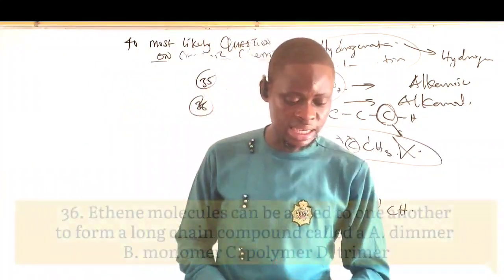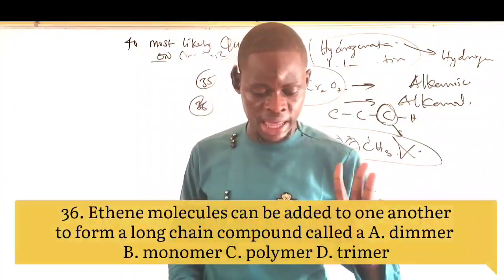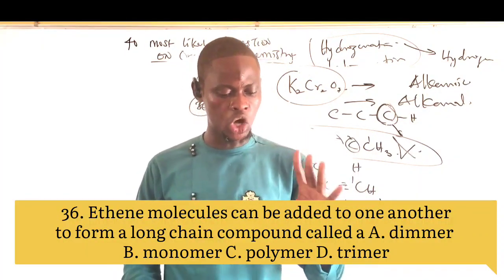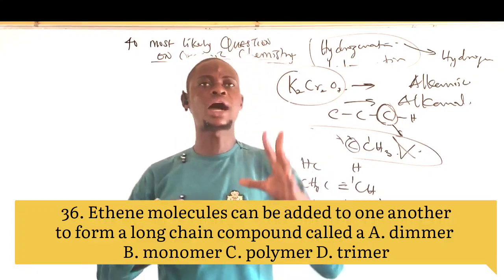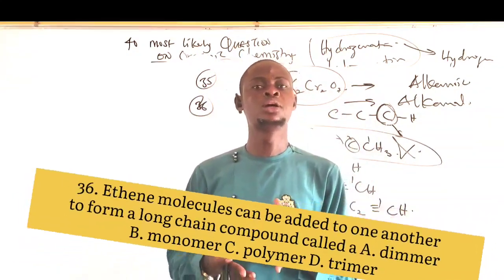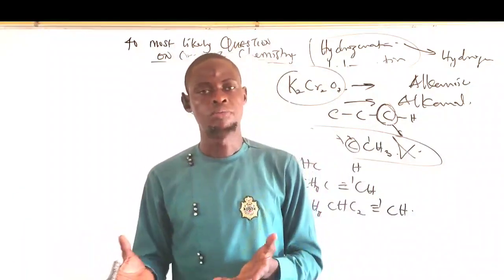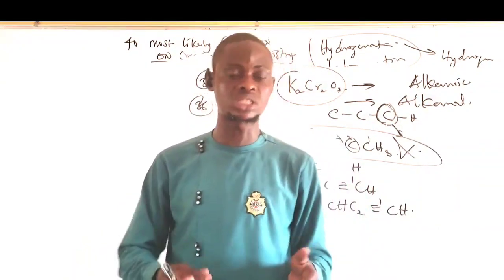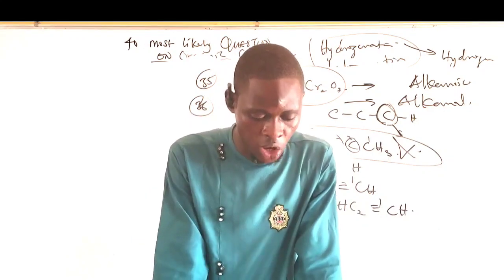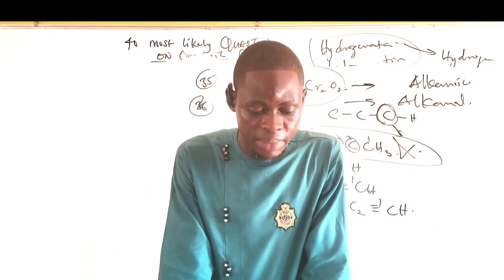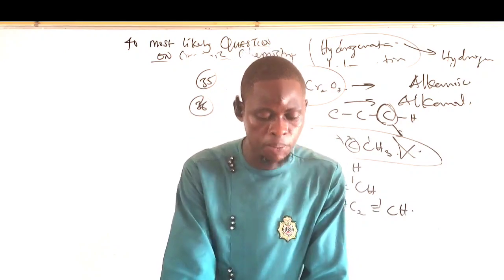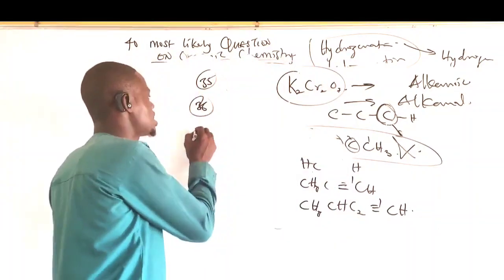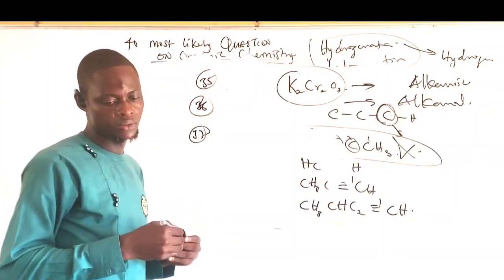Let's take a look at 36. It said, ethene molecules can be added to one another to form a long chain compound called a what? When you add ethene molecules together, it forms a polymer, because a single ethene molecule is a monomer. When you add two or more monomers together, it forms what? A polymer. So the answer is polymer, option C. We have A, dimer, option B, monomer, option C, polymer, and option D, trimer. So the answer is polymer.